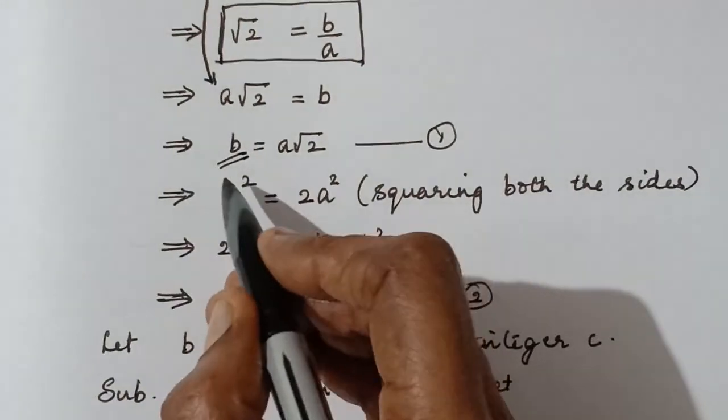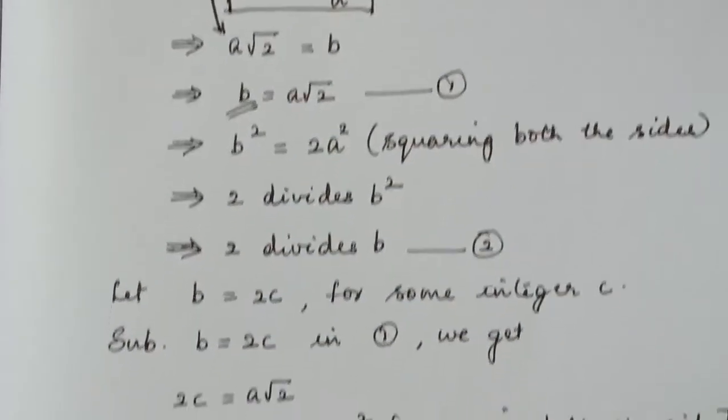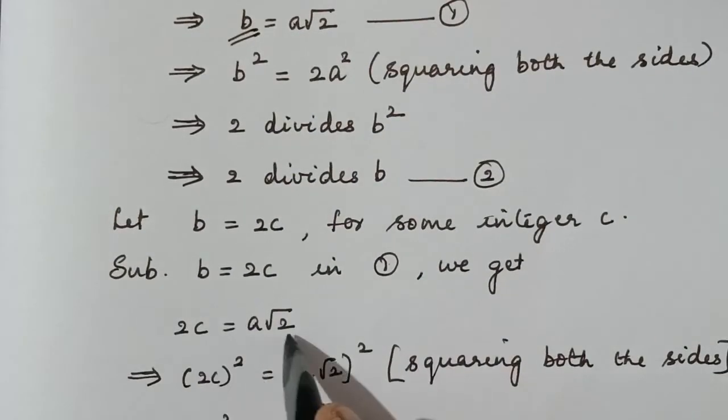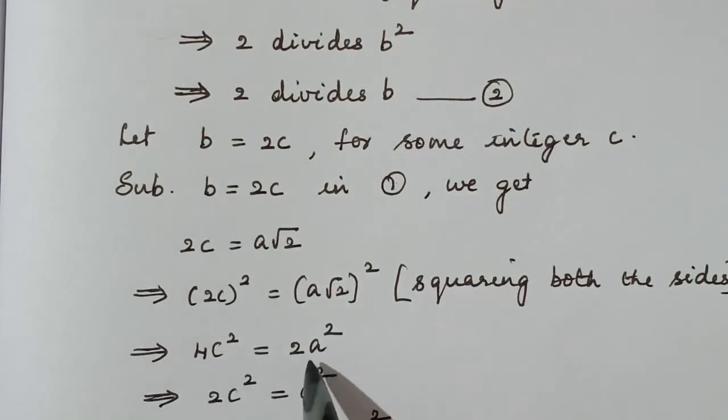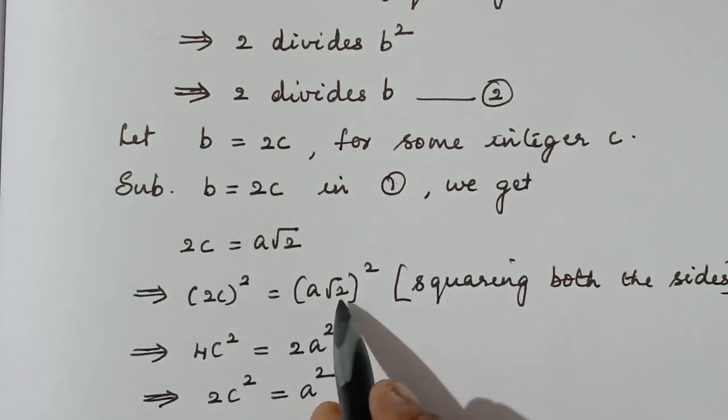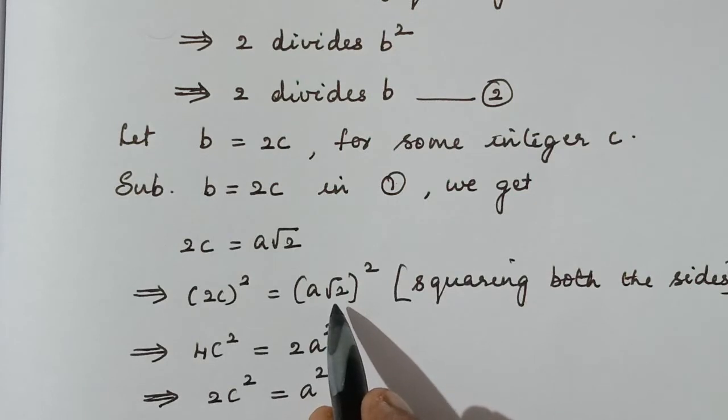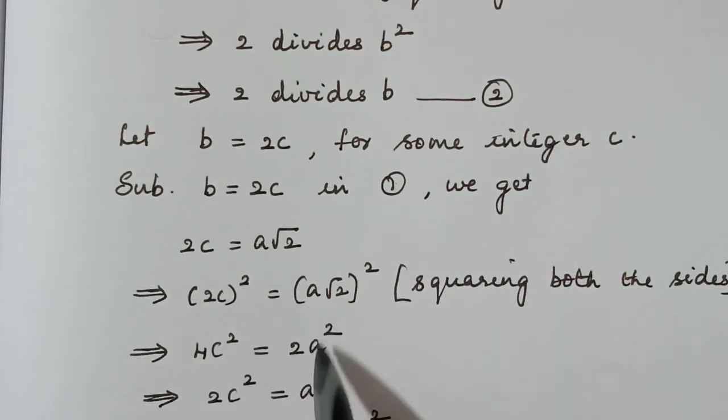Then we have to substitute in the first equation. You will get 2c equal to a root 2. So, squaring both the sides, you will get 2c the whole squared is equal to a root 2 the whole squared, which can be written as 4c squared is equal to 2a squared. Here also root 2 into root 2 is 2. a into a is a squared. So after cancellation you will get 2c squared is equal to a squared.